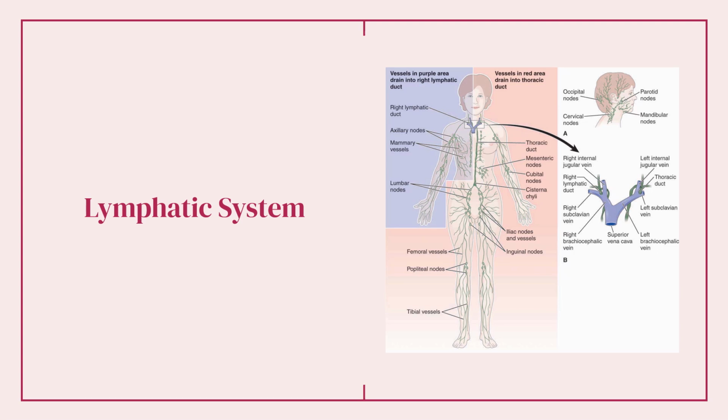And in our assessment, we're looking for any swelling, so edema, symmetry, one side or both, lymph node enlargement, skin changes. So lymph nodes should be small, mobile, and non-tender. Any hard, enlarged, or fixed nodes can be really concerning.